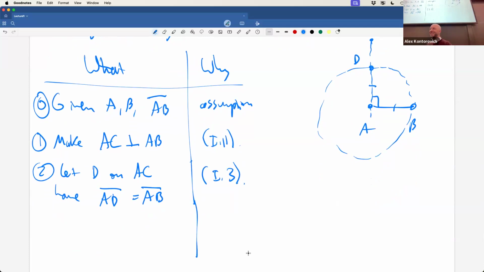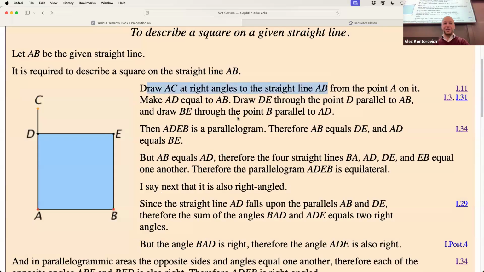Draw a circle with radius AB, center A, and wherever it meets AC is D. That's what I would do. Euclid decides he's going to use something more powerful. I-3 lets him do it without needing to argue after drawing the circle. It's overkill, I would say, to use I-3 here. I agree with you completely. Just draw the circle and argue that both lengths are radii. But all right, he uses I-3.